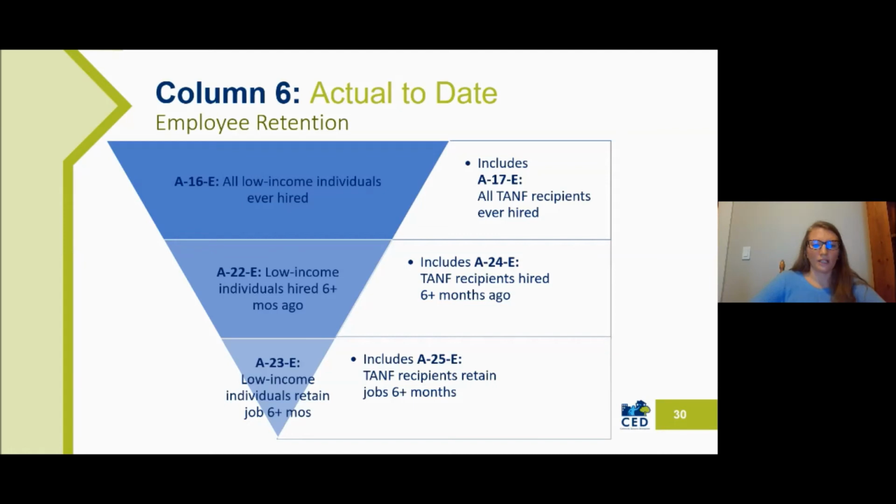Of the low-income individuals hired more than 6 months ago, A23 asks for only those that retain their jobs for more than 6 months. So subtracting any that did not retain their jobs for 6 months. And again, A25, as you move down the form, a subset of those specific to TANF recipients. So you'll see how the questions become more specific as you move down the form and towards the bottom of this inverted triangle. You'll drill down, the numbers will get lower as you drill down into the data.